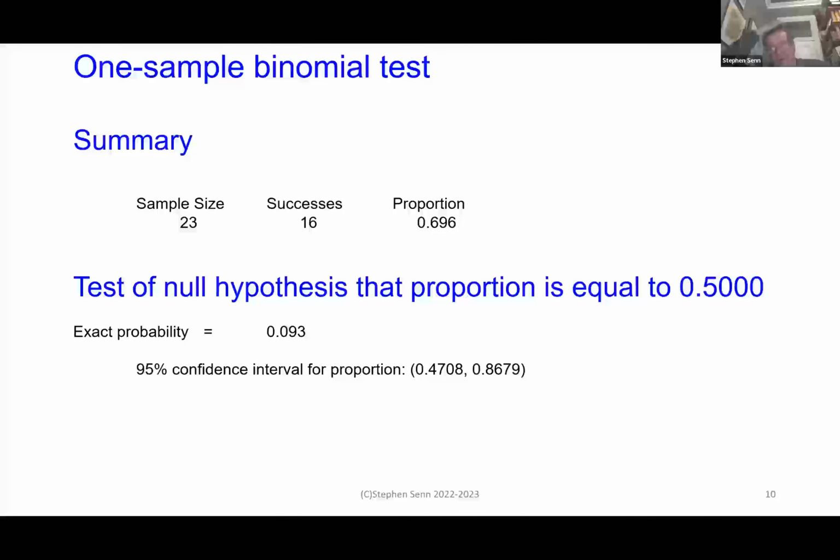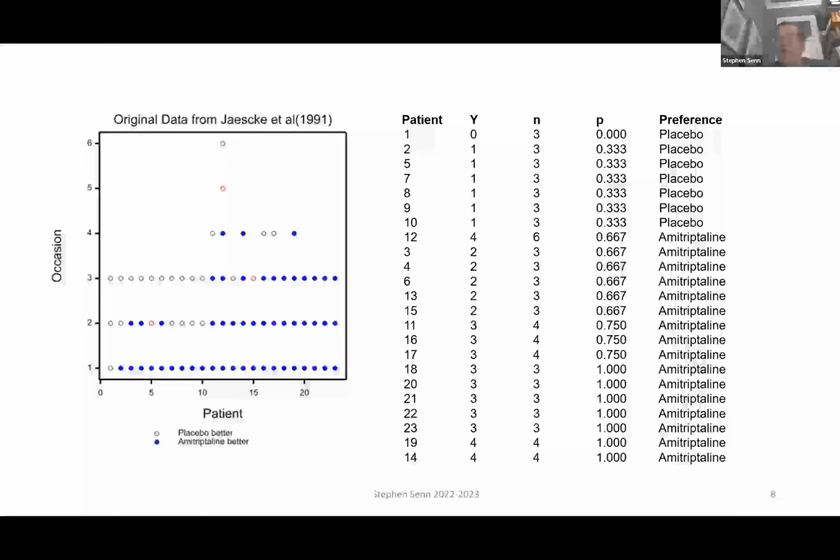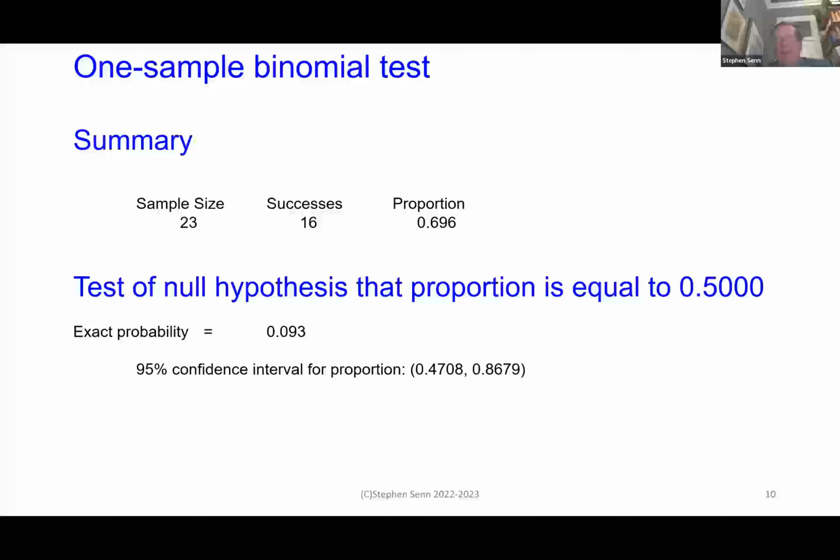On the other hand, what I could do is reduce it to a preference per patient. So if you have a look at the right-hand column on this particular slide, you'll see that there were, in fact, I think, 7 patients who preferred placebo on that basis, leaving 16 patients who preferred amitriptyline. And if I look at this particular analysis here, it's 16 successes out of 23.